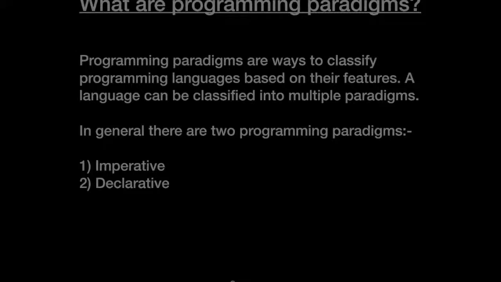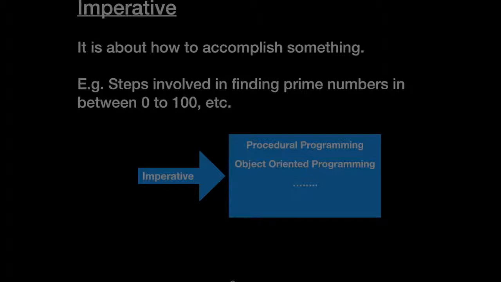Programming paradigms are ways to classify programming languages based on their features. A language can be classified into multiple paradigms. In general, there are two programming paradigms: imperative and declarative. Imperative paradigm is about how to accomplish something. For example, steps involved in finding prime numbers in between 0 to 100. Its subcategories are procedural programming, object-oriented programming, etc.